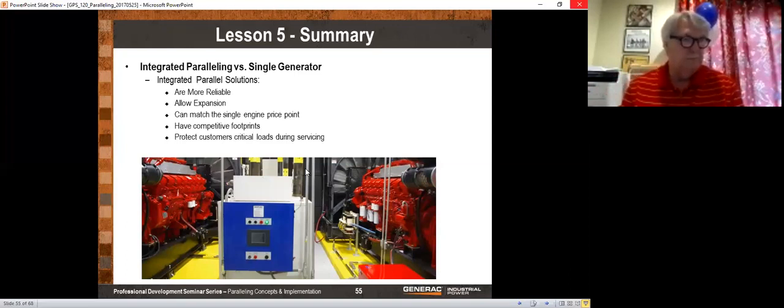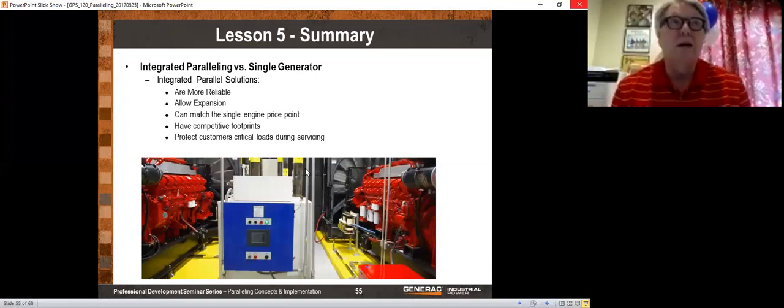Okay. Can you parallel generators that are different brands? Yeah, the simple answer is no. Now, if you have paralleling switchgear, then the answer is yes. But it's going to be very expensive because you're going to have a company that writes completely different code for one generator versus another. And so typically, even with paralleling switchgear, we try to parallel the same brand.